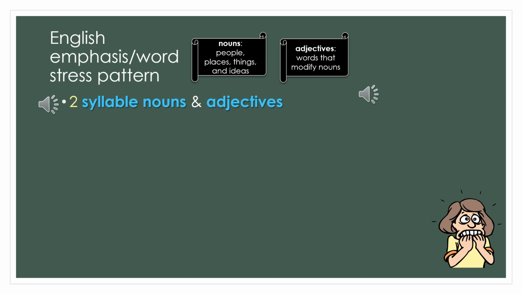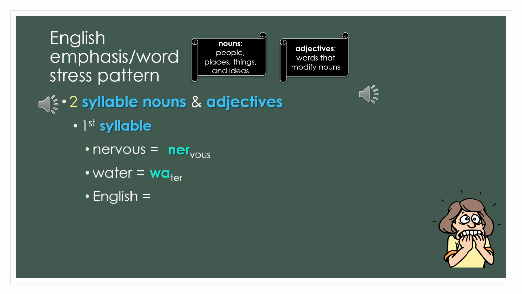The first English emphasis word stress pattern we'll talk about is 2-syllable nouns and adjectives. The emphasis is usually on the first syllable. For example, nervous, water, English, college.